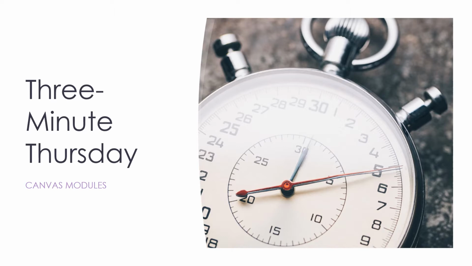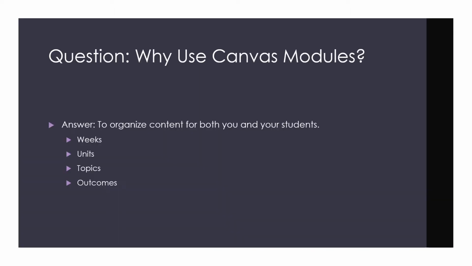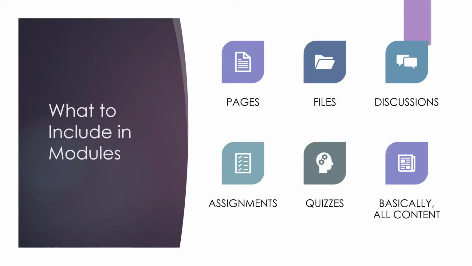For this Thursday's 3-minute tip, we will be talking about Canvas modules. Utilizing modules provides you with a way to organize all your online content in one easy-to-find space. How you want to manage that organization is up to you. Ask yourself if it would make the most sense to organize your content by week, by unit, by topic, or by outcome. You can include all online content into modules. This would bring Canvas pages, files, discussions, assignments, and quizzes, as well as links to external tools or resources into a simple, easy-to-use linear pathway.